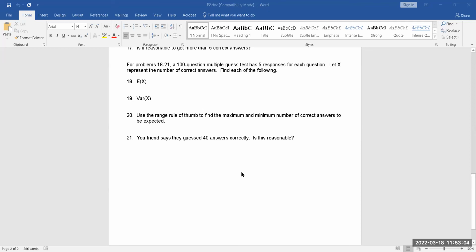It is so extremely difficult. Yeah, it'd be like 1 out of a bazillion. So 40 is not reasonable. 40 is ridiculously far from reasonable. And because you have the range rule of thumb, that's what makes it really, really nice.